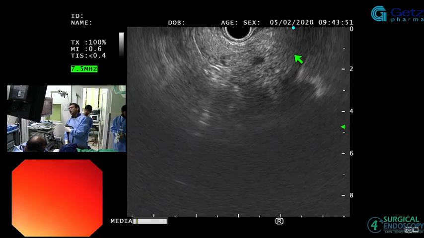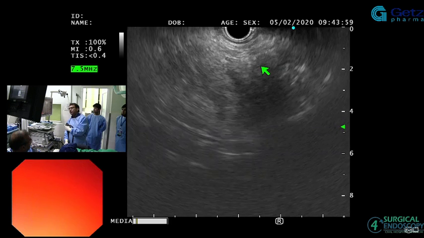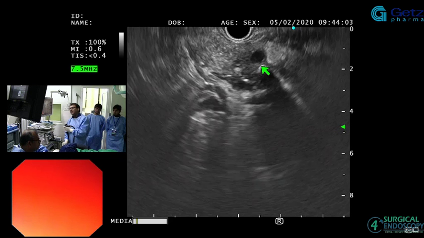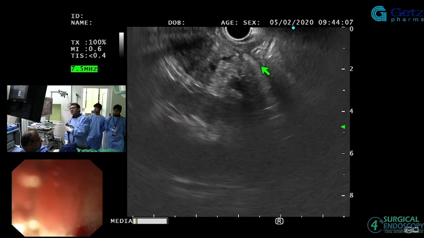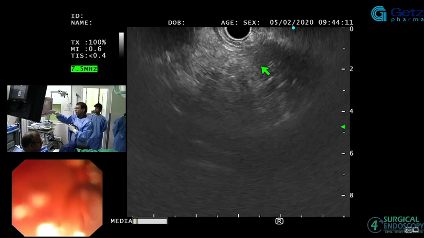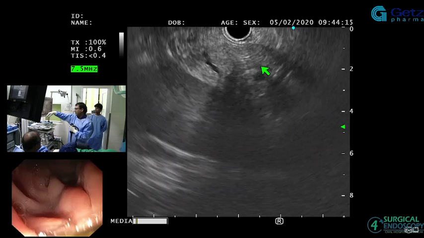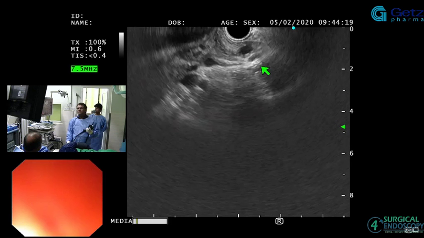I stopped there just to show you, and right there is that area of the fluid collection. The stents are in there, and coming back, the rest of the pancreas is right at the bottom. So just one movement from the ampulla all the way to the tail of the pancreas without losing the pancreatic duct. Excellent.